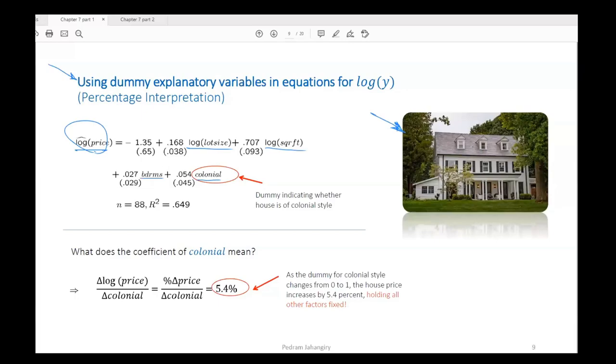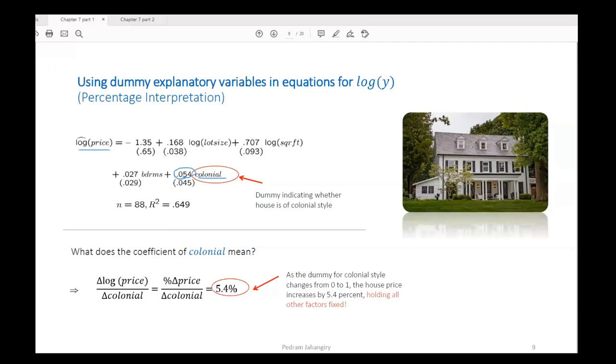And if we throw data at this model, these are the answers. The one that I'm interested in is this one. Number of observations 88, R squared 65%. It's huge, it's good. So let's interpret these numbers. How can I interpret this 0.054 with respect to colonial? This is a log-level model. So it says that if the house is colonial, on average, the price is going to be 5.4% higher than the base group.